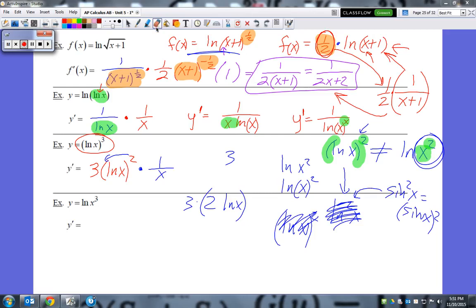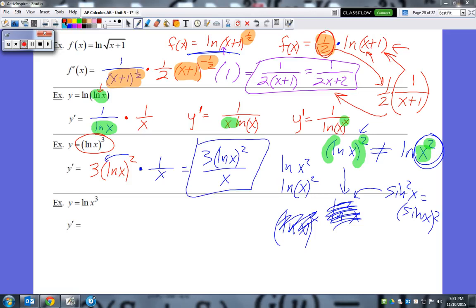So I would leave it the way you see it, and it would reduce to 3 natural log of x quantity squared over x. And please, please, please do not try to cancel out an x right here, okay? Because, again, there does not exist multiplication between that natural log and x. It is just composition, if you will. It's like sine of x or cosine of x. It's a function that you do not apply. There's no multiplication occurring.